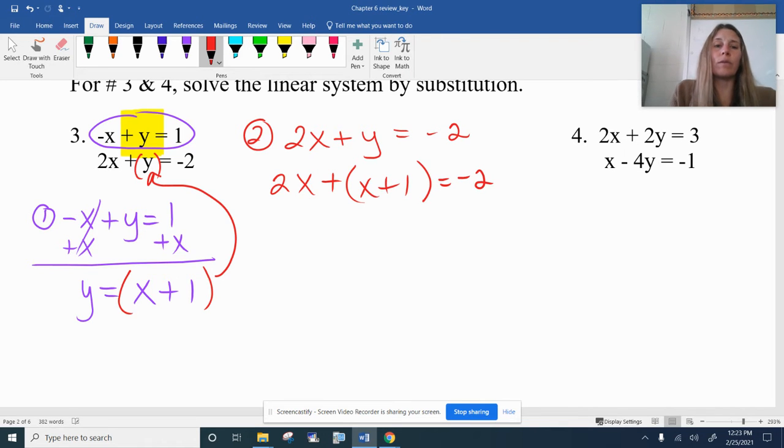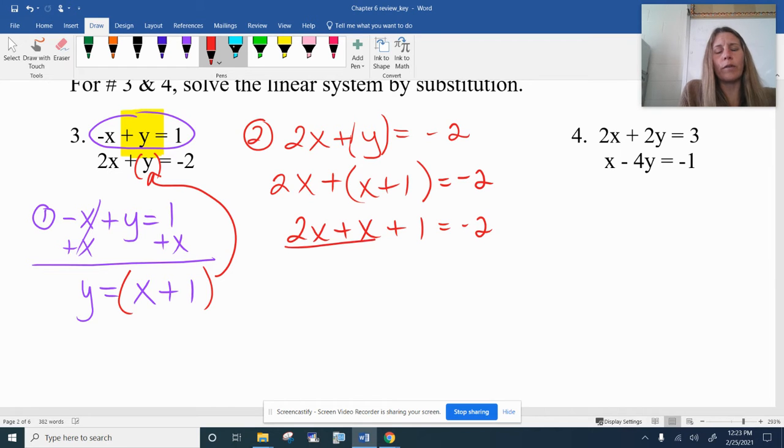So that could be a little confusing at first, but basically, since we know y is equal to x plus 1, I can just replace the y here with what it's equal to. Now I can solve this. There's nothing for me to distribute to these parentheses here, so I don't really need them.